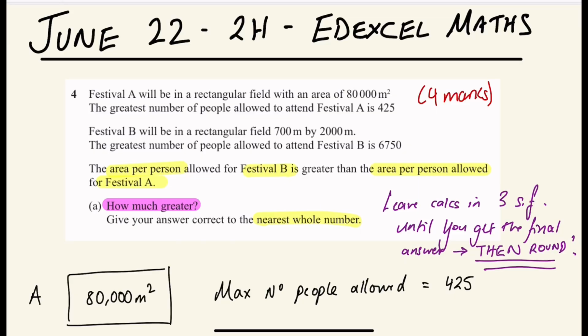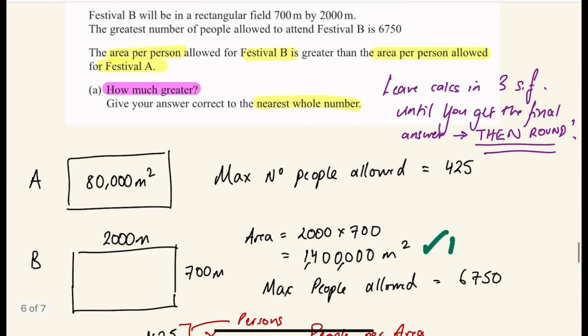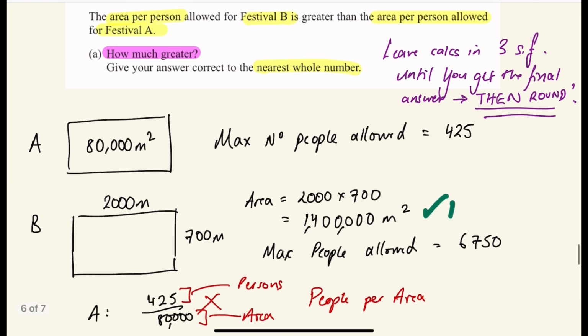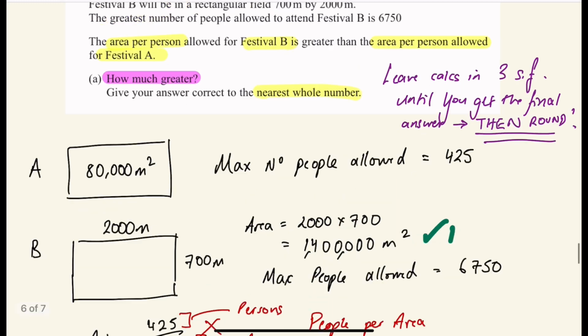To recap what we did, just going with the question: Festival A is in a rectangular field of this area. The greatest number of people allowed to attend Festival A is that. Festival B has a rectangular field of these dimensions. Greatest number of people allowed to attend Festival B is that. The area per person allowed for Festival B is greater than for Festival A. How much greater? Give your answer to the nearest whole number. So we drew out our sketches. It's always good to sketch it out. Calculate the area of B as that. That's 1 mark. It's a 4-mark question.